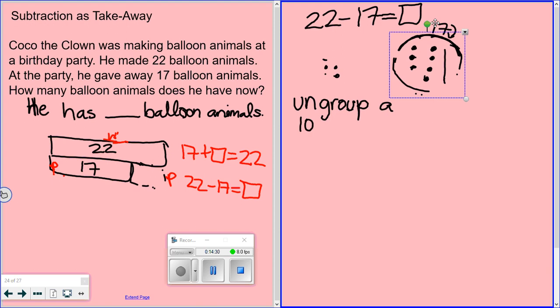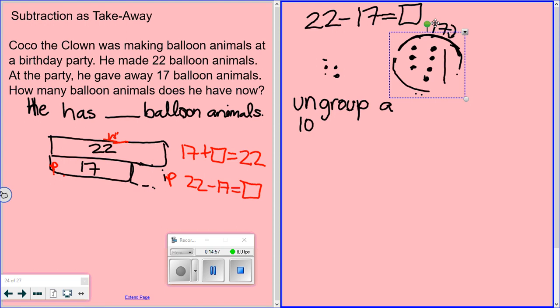So now my circle has 17. And I took that 17 straight from 22. Does that 22 still look like 22? No. It shouldn't look like 22 because you just took 17 out of it. How much is left of my 22? How much is left? Lydia?